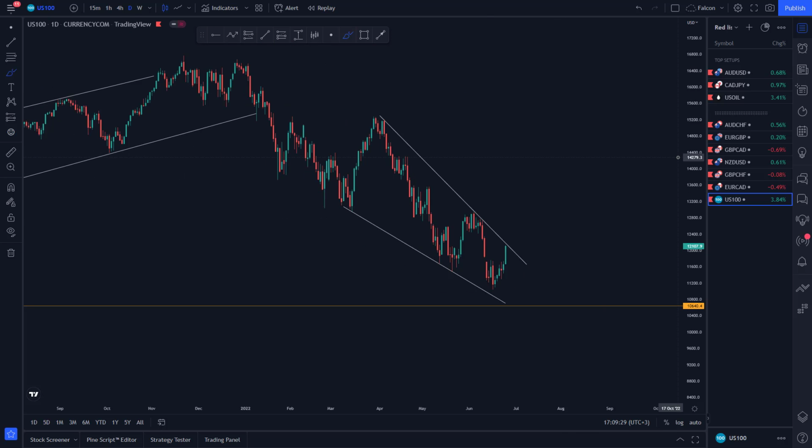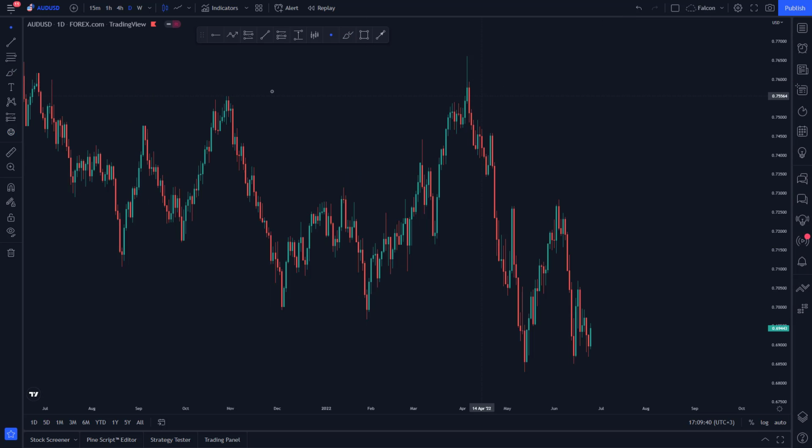Okay, we did analyze those pairs last week, so be alert on them and follow them. So next, let's go through 3 pairs that I've added on the list. Okay, that is Aussie dollar. Let's start with Aussie dollar.